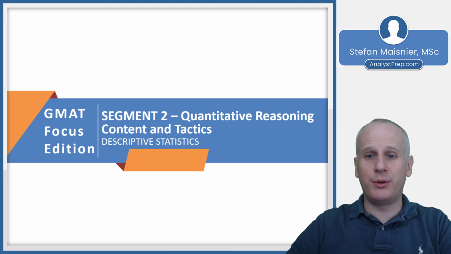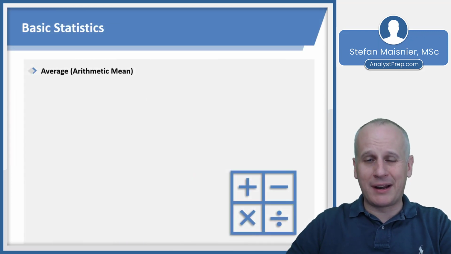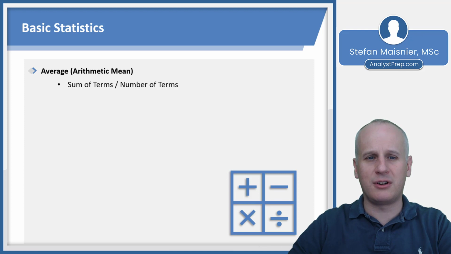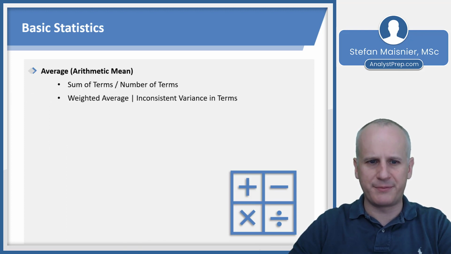In this lesson, we'll talk about the basic descriptive statistics that are necessary to excel on the quantitative reasoning section of the GMAT Focus Edition. There aren't that many, and you're not going to require a college-level statistics understanding. But you do need to know what an average, or arithmetic mean, is. The way that you solve for an average, of course, is to take the sum of the terms and divide by the number of terms.